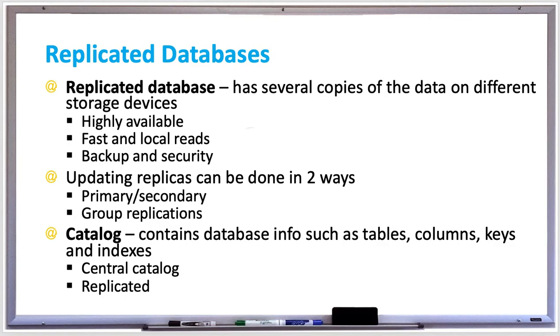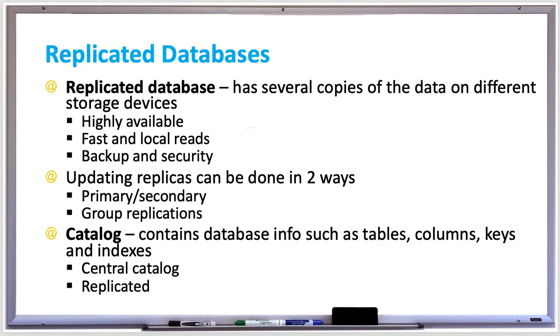A catalog contains info about database objects, including all the tables, columns, keys, and indexes, and it helps to access data and process queries. Distributed databases need access to the catalog so they can process queries. Within the distributed database, a catalog can be a central catalog that's located entirely on a single node, and this makes it easy to manage but slow for queries from remote locations.